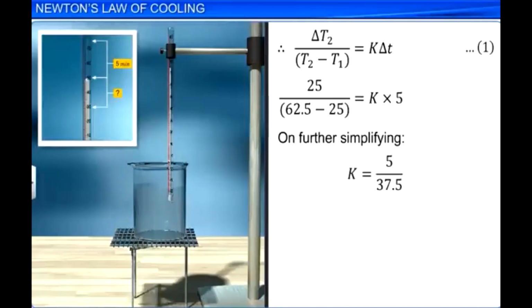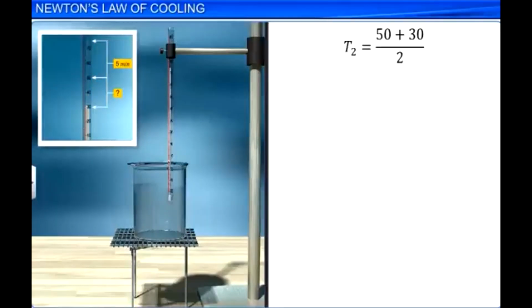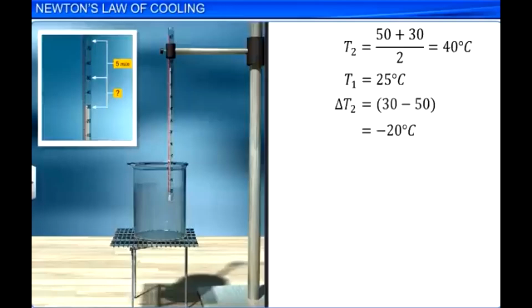Now, the values to calculate the time for the water to cool from 50 degrees Celsius to 30 degrees Celsius are: the average of 50 degrees Celsius and 30 degrees Celsius is 40 degrees Celsius, and hence T2 is equal to 40 degrees Celsius. T1 is equal to 25 degrees Celsius. Delta T2 is equal to minus 20 degrees Celsius. Minus delta T2 is equal to 20 degrees Celsius. We need to find the value of T.